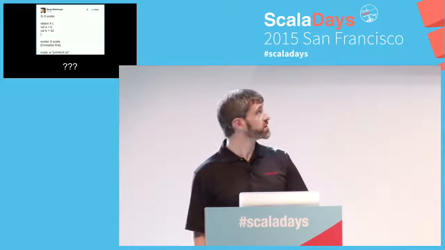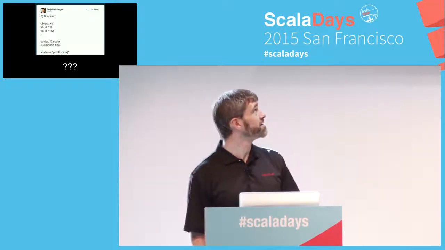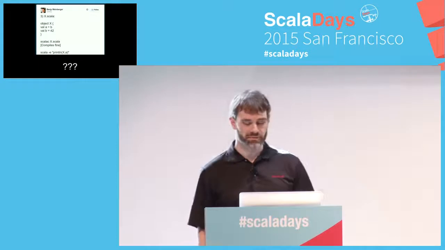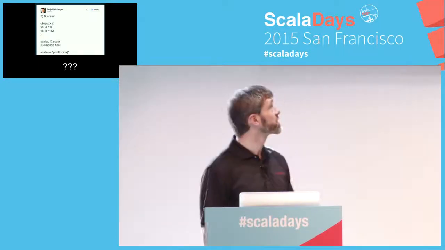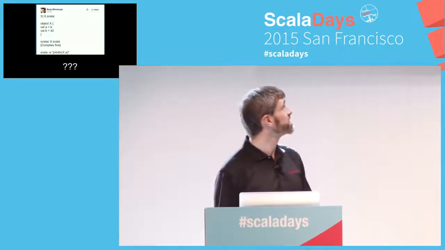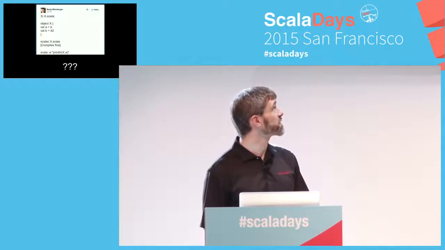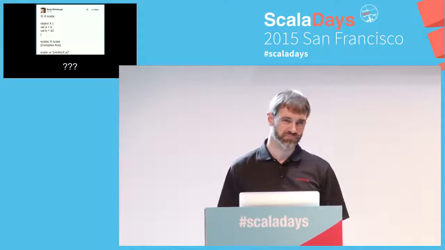So back in 2013, this nice gentleman tweeted at Scala that it was drunk, go home, because of this bit of code. He's got an object, he sets one value equal to another, initializes the second value, and then what does Scala print when you're done?